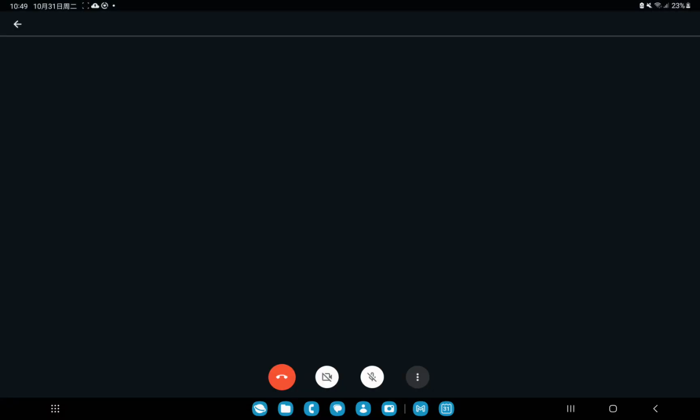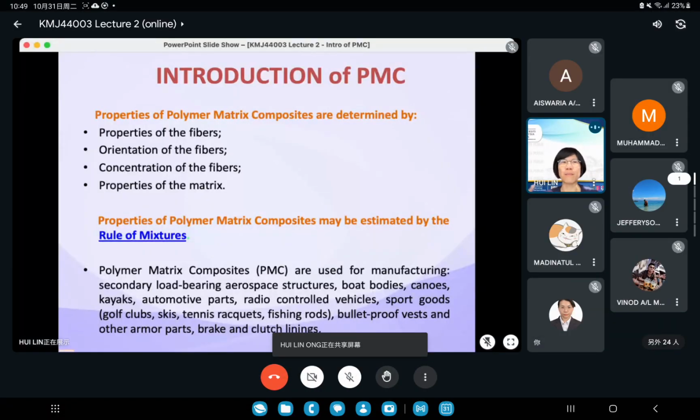The rule of mixture is an equation based on the orientation of the fiber, whether it is unidirectional, perpendicular, or transverse. We will learn that a little later. It is not very difficult. I will give you a simple example, and then we can predict that information, including the density of the composite.